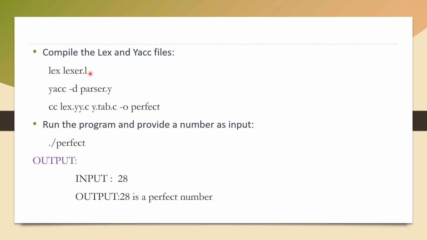In the compiler we give the commands like lex lex.l, yacc -d parse.y, then compile lex.yy.c and y.tab.c to print the perfect number. To run the program, we get the output. If we give the input as 28, the output returned is 28 is a perfect number.